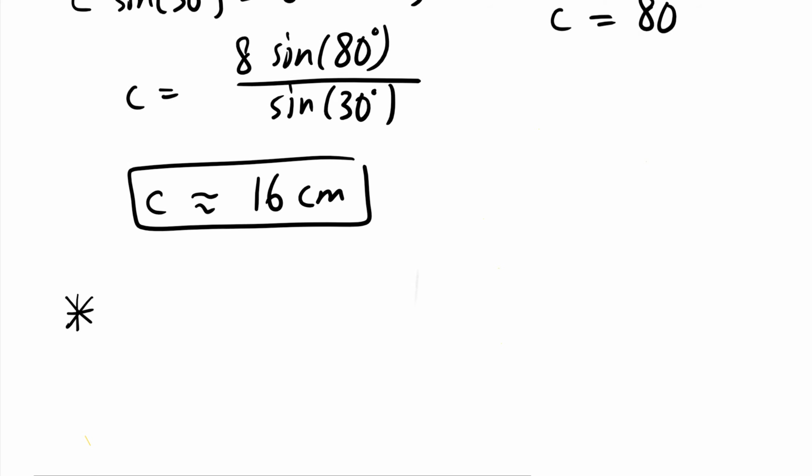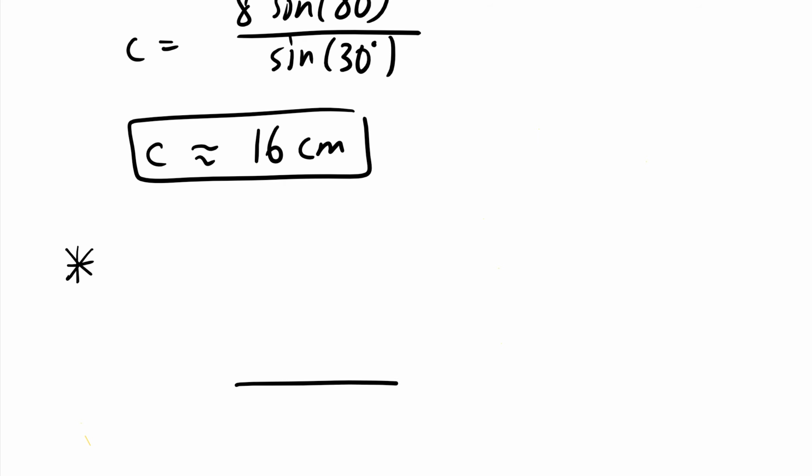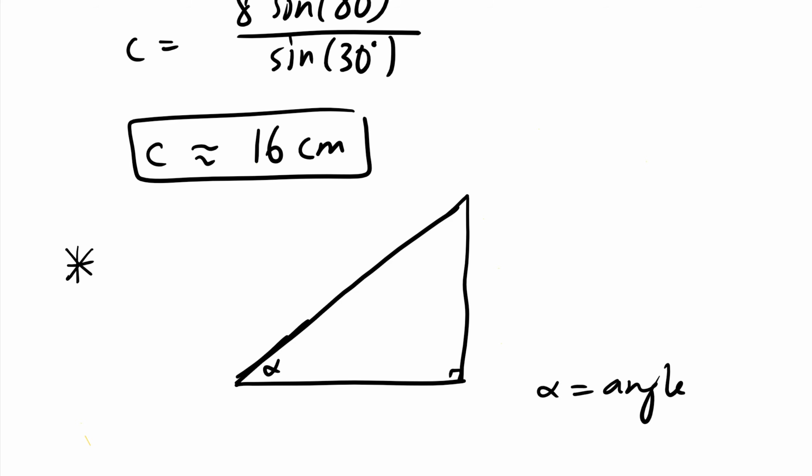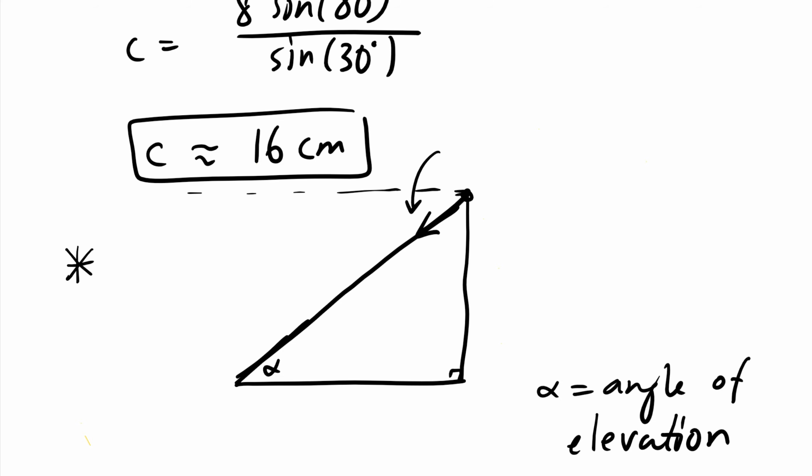Another thing to review, angle of elevation. So if you have something like this, someone is looking up, this alpha is called the angle of elevation. If you're looking down from the top down, this angle is called angle of what? Of depression. Make sure you know these two definitions, what each angle means.